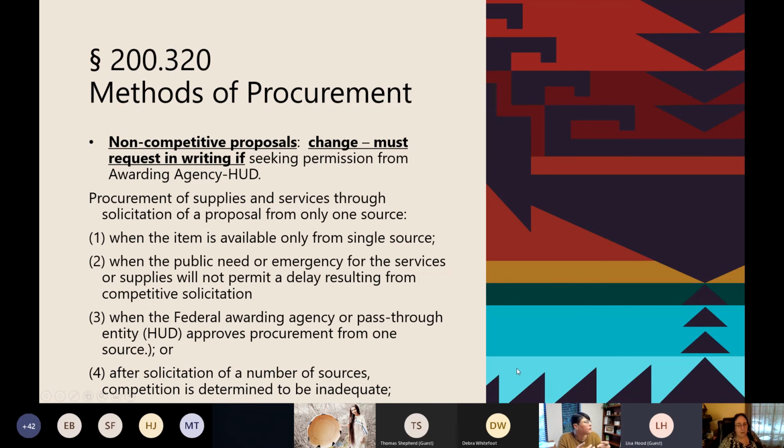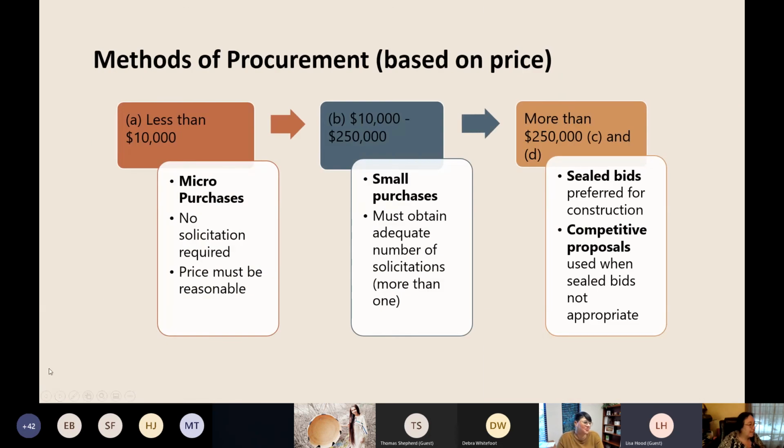When the public need or emergency for the services or supplies will not permit a delay resulting from competitive solicitation. When the federal awarding agency or pass-through entity, HUD, approves the procurement from one source. Like I said, you have to get a hold of them. After solicitation of a number of sources, competition is deemed to be inadequate. As those of you that were here yesterday, when I tried to put out a bid, nobody in the Upper Peninsula did it. And nobody from the Lower Peninsula wanted to come up this far to give you service of that small of an amount.